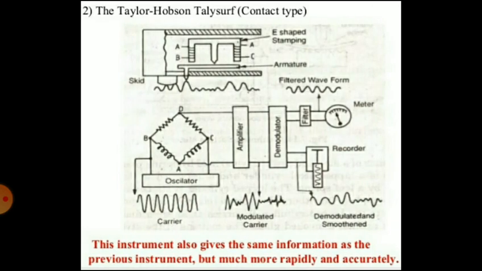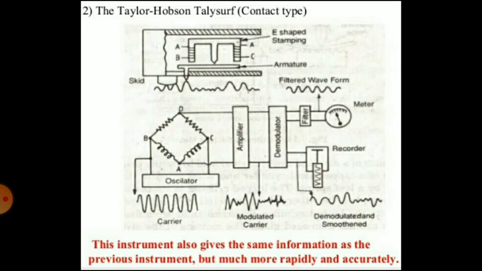Now the second instrument that is used to measure the surface finish is the Taylor-Hobson Telesurf. It is a contact type instrument. So you can see the diagram. In the top diagram, you can see the E-shape stamping.